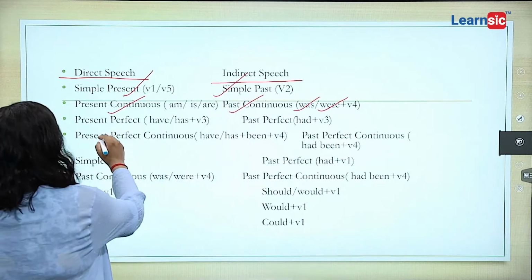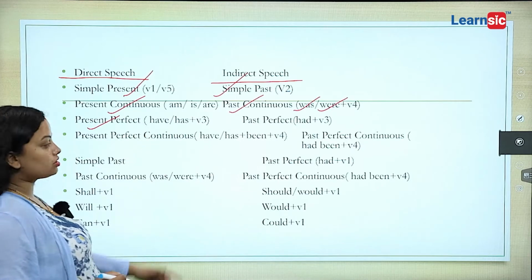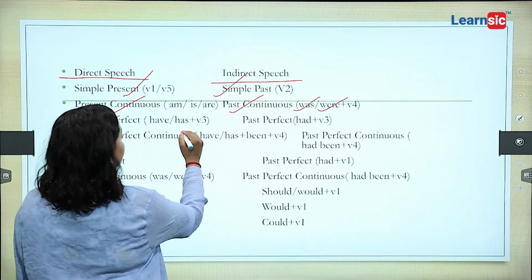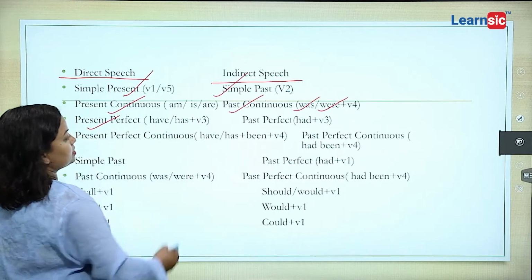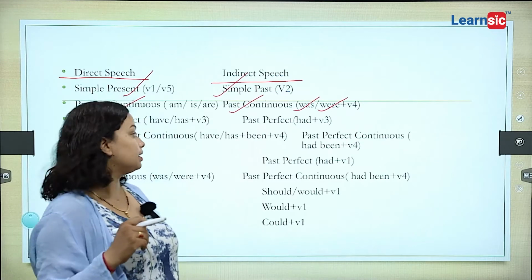All right. Now, if there is present perfect, okay, see the structure of present perfect, have or has plus verb 3, or let's say verb 3 is also called past participle.